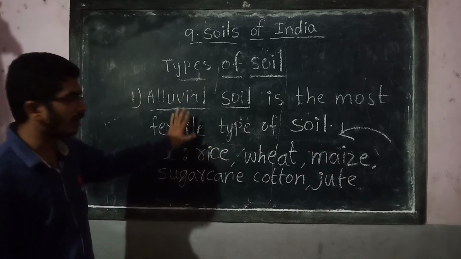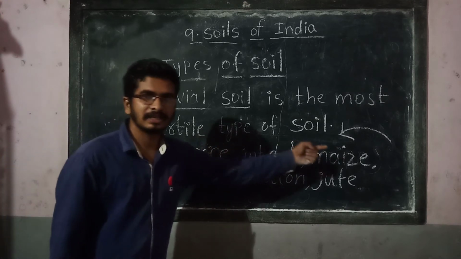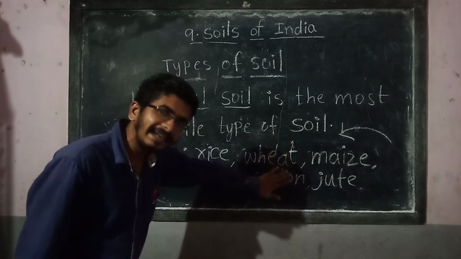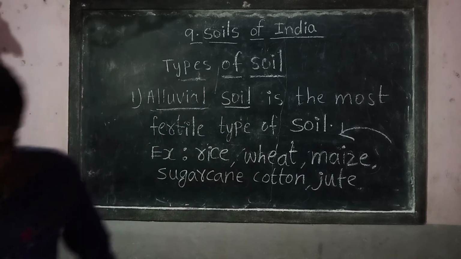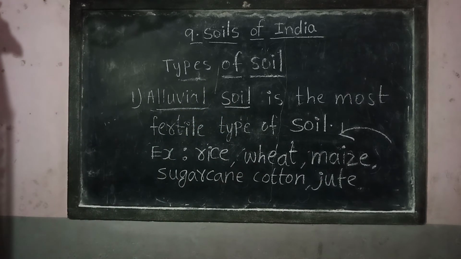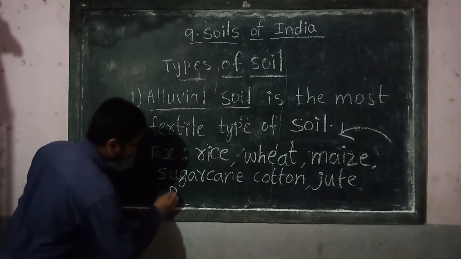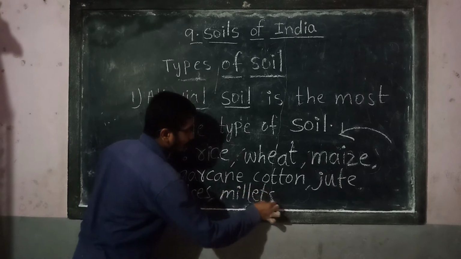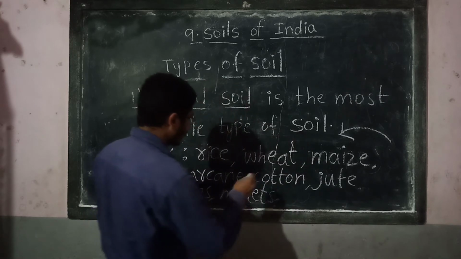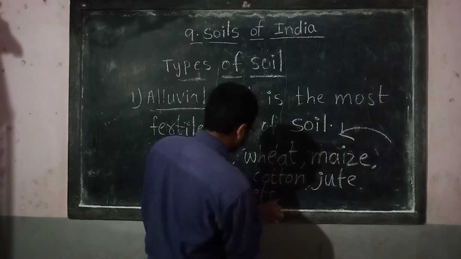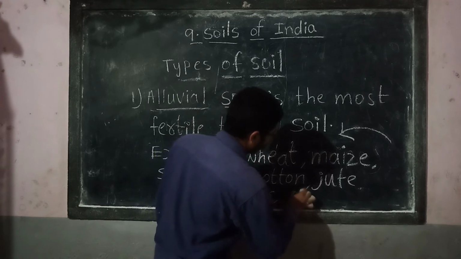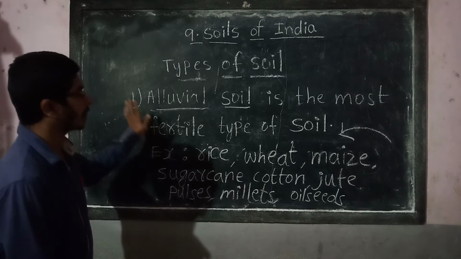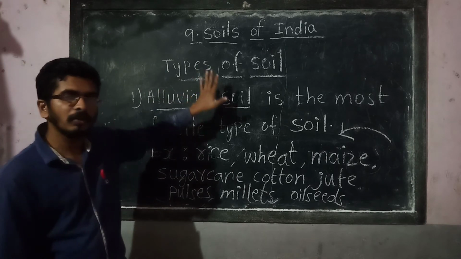So what crops will grow in the alluvial soil? Repeat again: rice, wheat, maize, sugarcane, cotton, jute. These types of crops are mainly grown in the alluvial soil. And some pulses, millets are also grown. You can write pulses. You can see in the textbooks also: pulses, millets, oil seeds. Here many crops are there because alluvial soil is mostly suitable for growing crops. Clear? So we have revised alluvial soil.